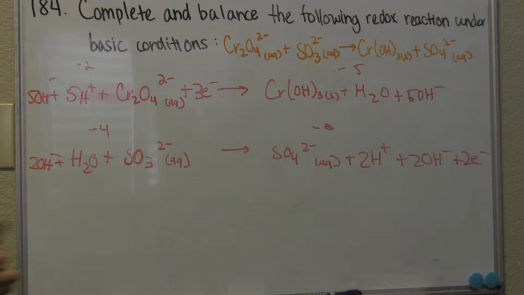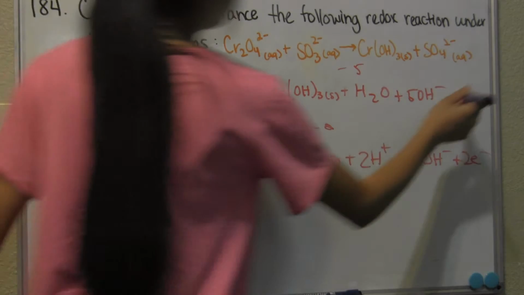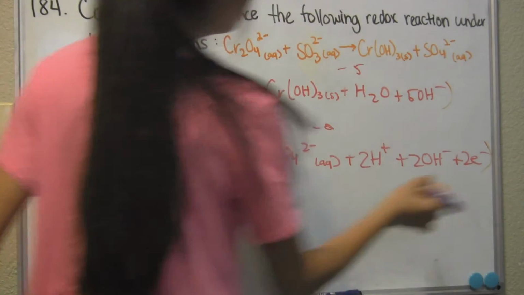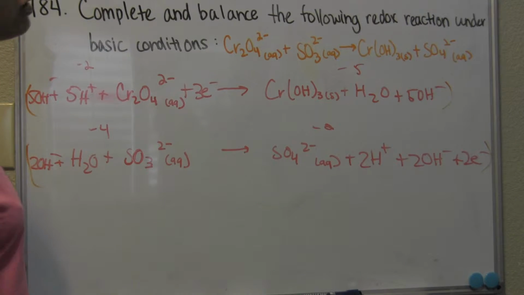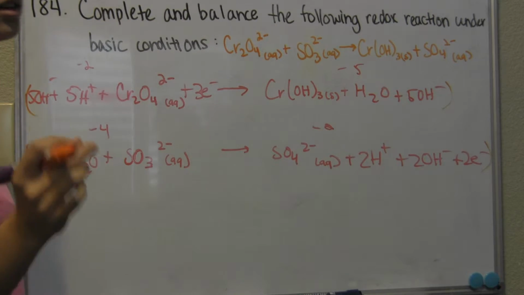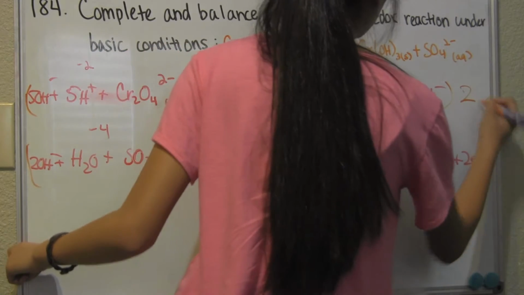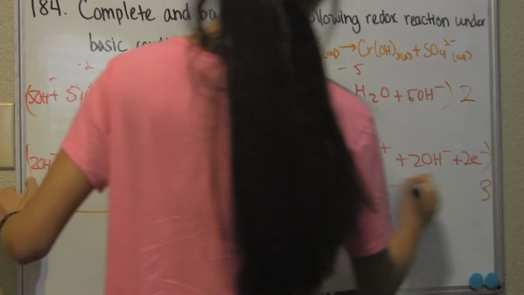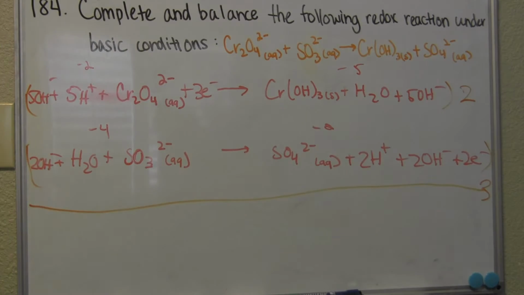As you can see here, everything is balanced now, and all we have to do is combine like terms and put it all together. But first we have to make sure that our number of electrons is balanced as well. On this side you see there's a 2, and on this side you see there's a 3. So how do you balance that out to get the same number? You multiply by 2 on this side and by 3 here. So now let's write out the overall reaction.